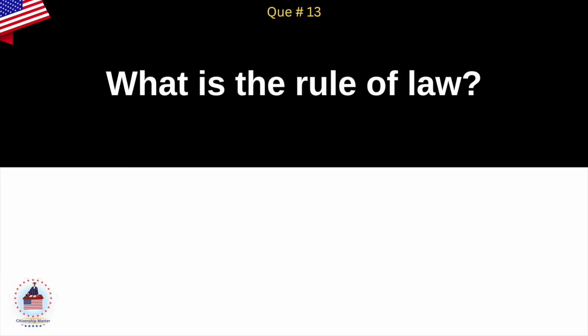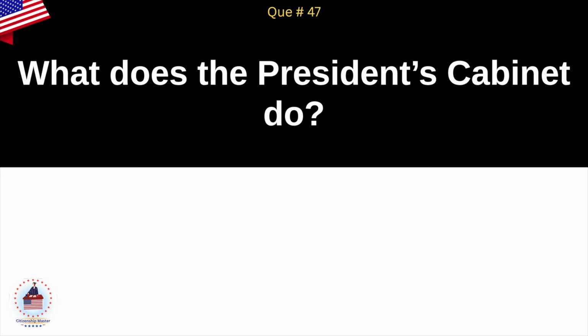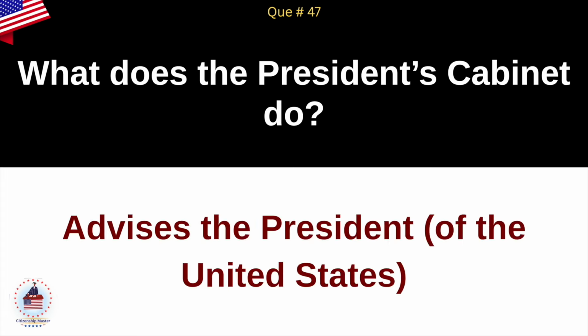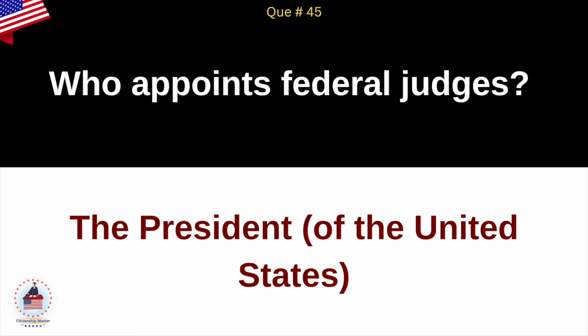What is the rule of law? Everyone must follow the law. What does the President's cabinet do? Advises the President of the United States. Who appoints federal judges? The President of the United States.